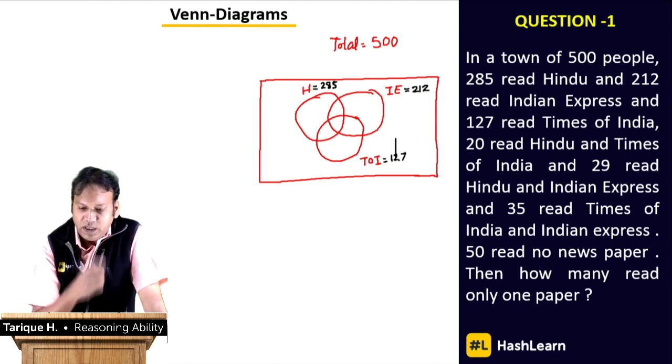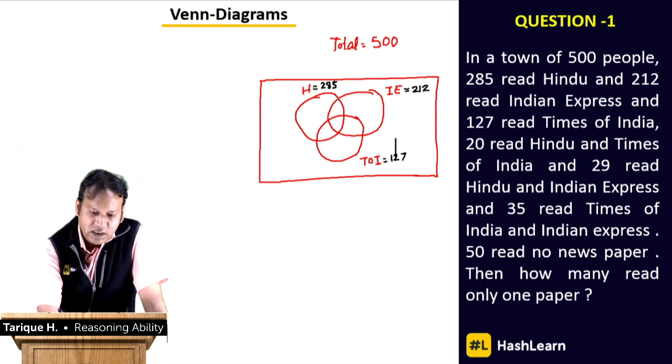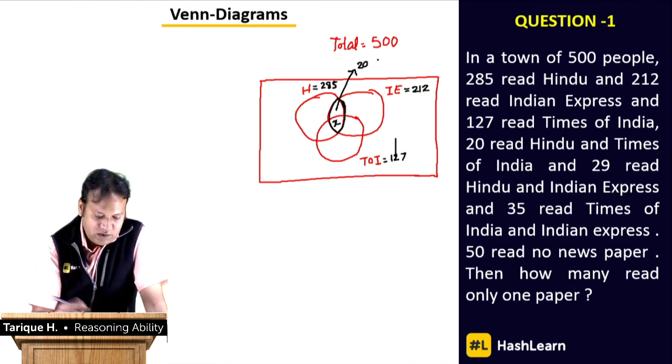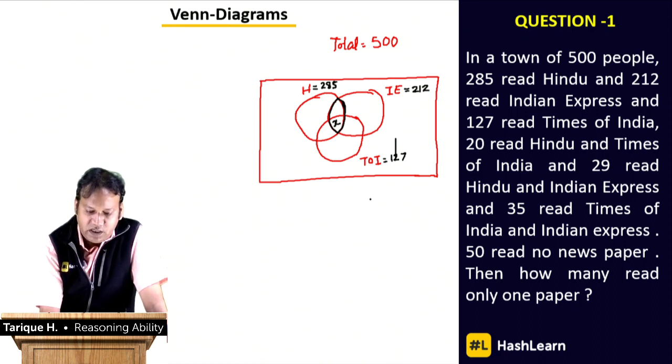Now we also know that 20 read Hindu and Times of India. So this entire thing here is 20. Now this represents both portions. Sorry, let me make a correction here. This is not 20. What is given to us is that 20 people read Hindu and Times of India. That total is equal to 20. So let's say the common portion is X. Then the remaining portion here would be 20 minus X.